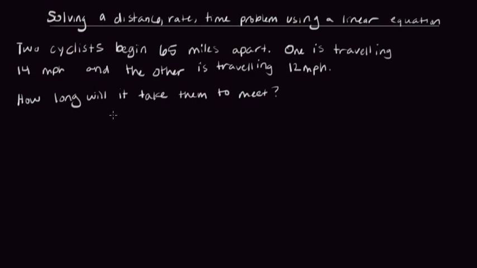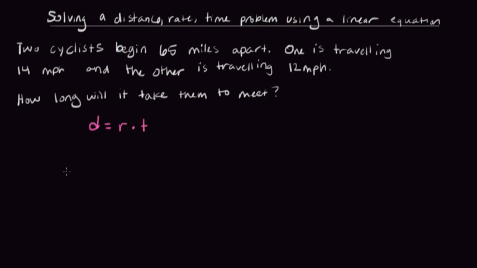So we have the formula which we know that distance equals rate times time. So distance equals rate times time. So rate is how fast we're going, and time is how long it takes, and distance is d. Okay, so let's think about what we know.